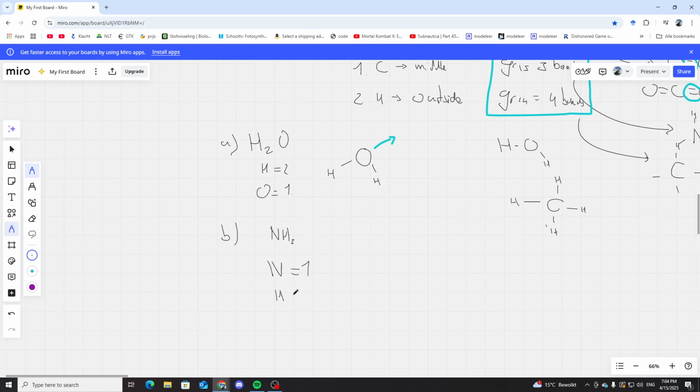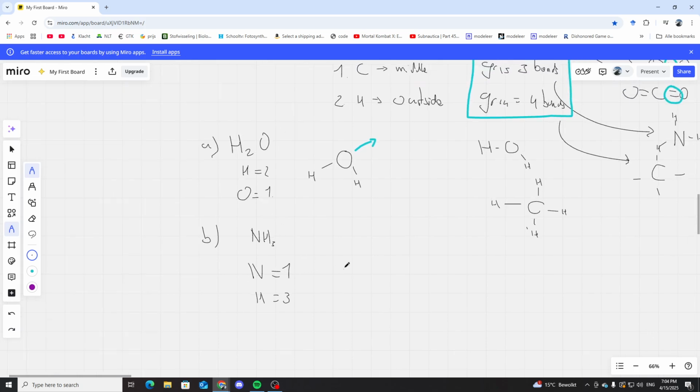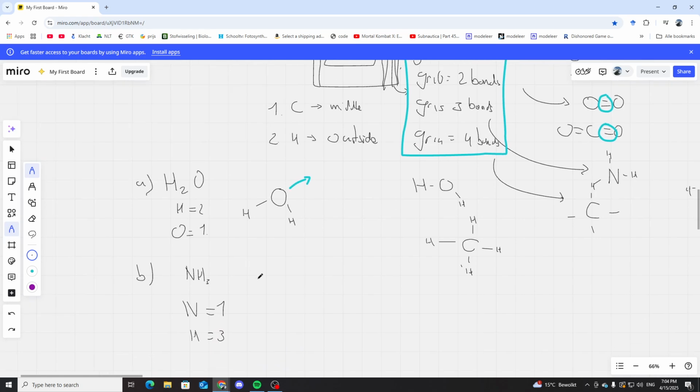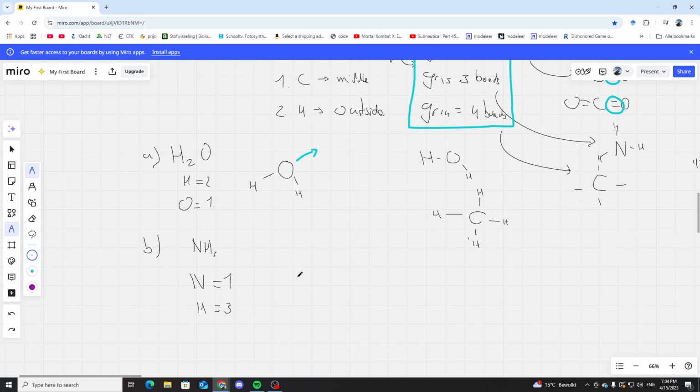How many H's do I have? I have 3. Remember, this small digit is for the one before it. So I have 3 H's, 1 N. N is where in the periodic table? It is in group 15, so it wants 3 bonds. And we have 3 H's, so that's very perfect.